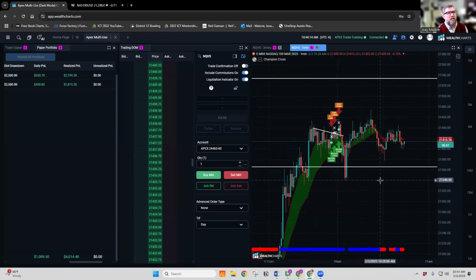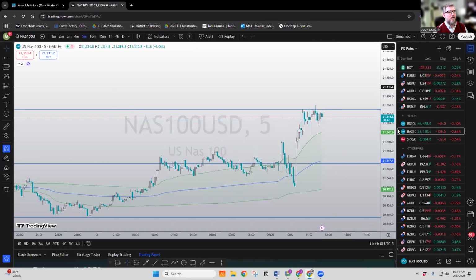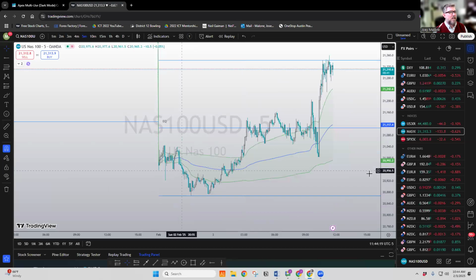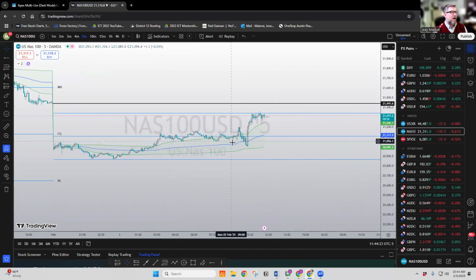So taking a few trades today. I have my TradingView open as well. The reason I have my TradingView open is because I like to have the Monday range on and then the VWAP on my TradingView. I tend to kind of look back at this.